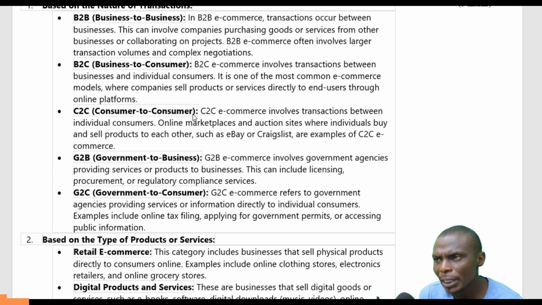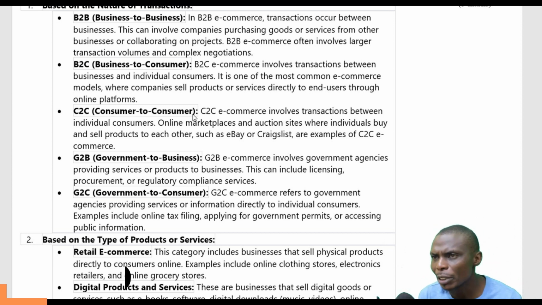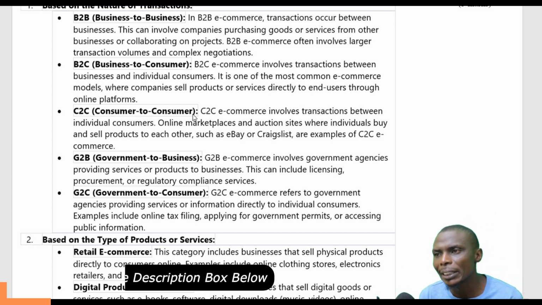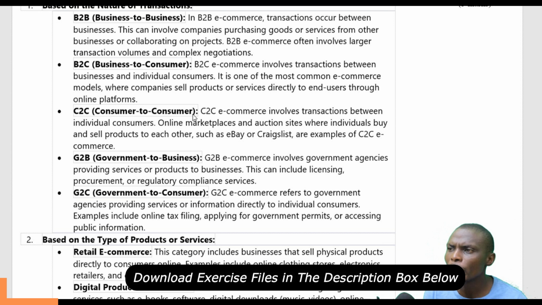So in business to business e-commerce, this is just a transaction that occurs between businesses. One business, we can say business A and business B. So it can involve companies purchasing goods or services from other businesses or collaborating on projects. So we call it B2B. It also involves larger transaction volumes and complex negotiations between one business and another.